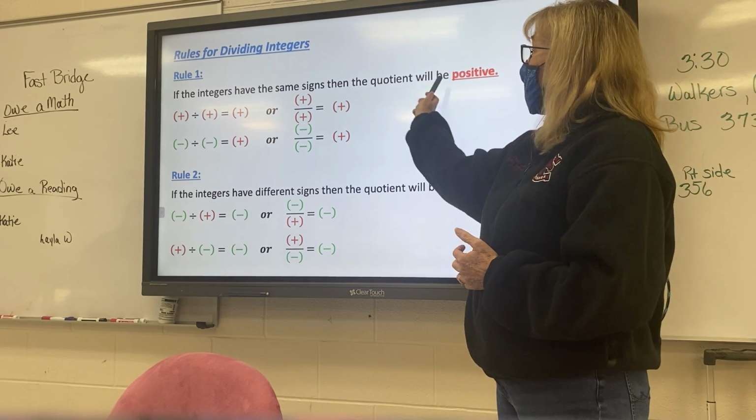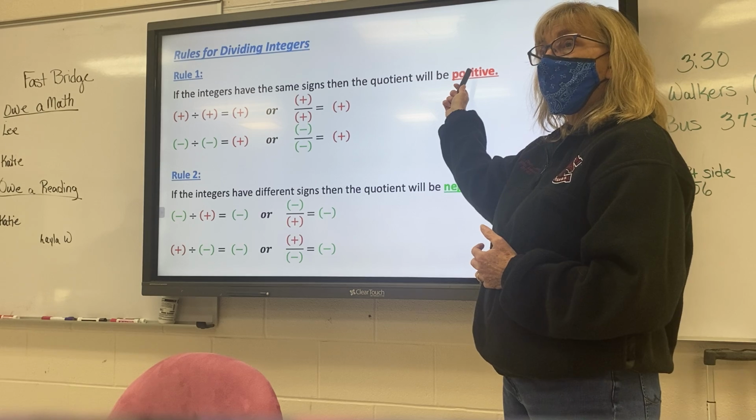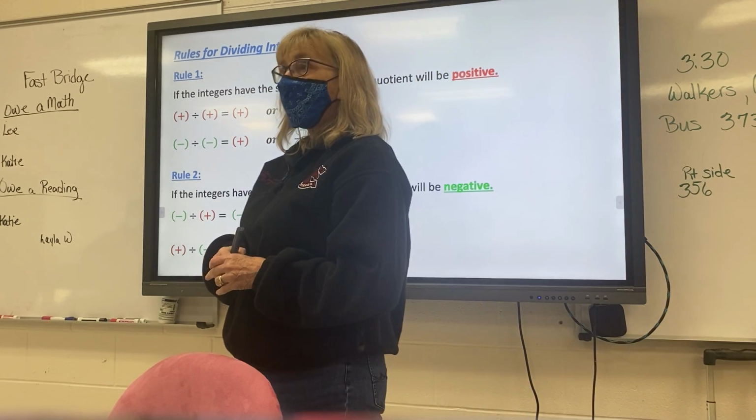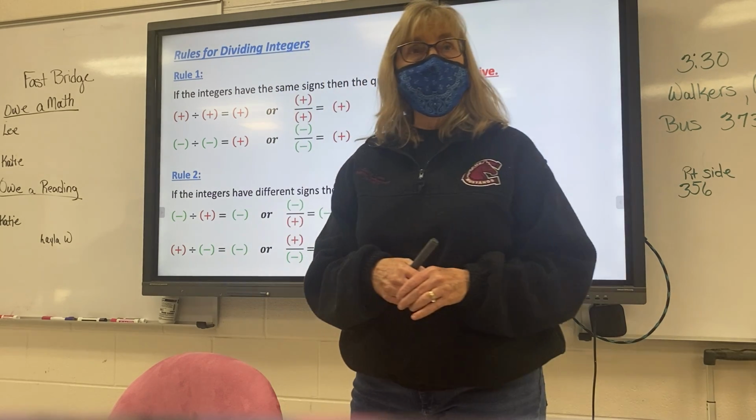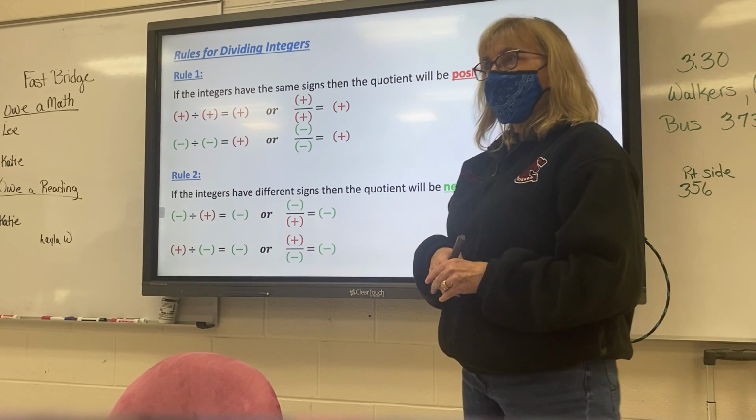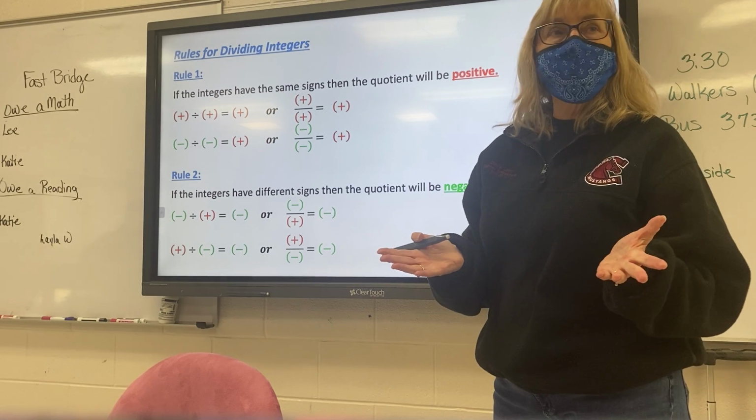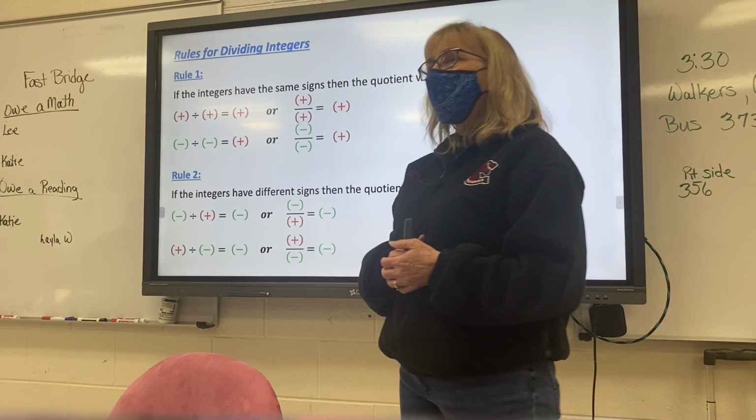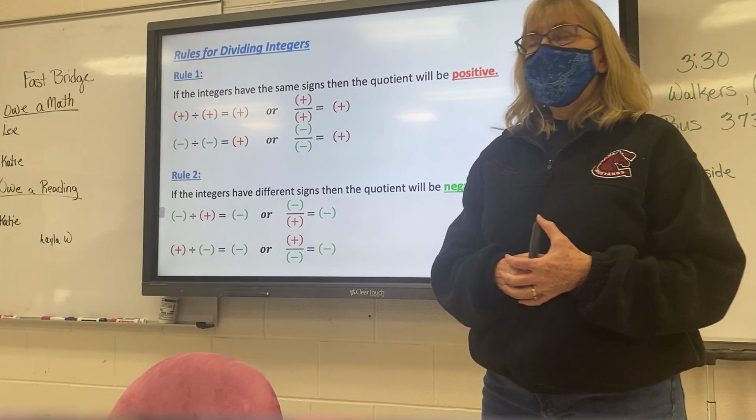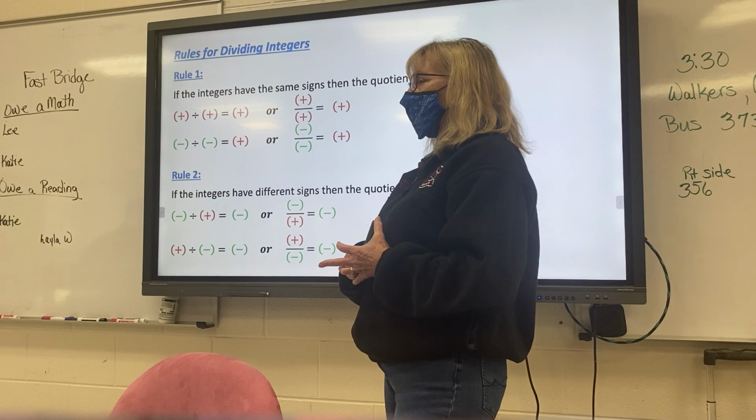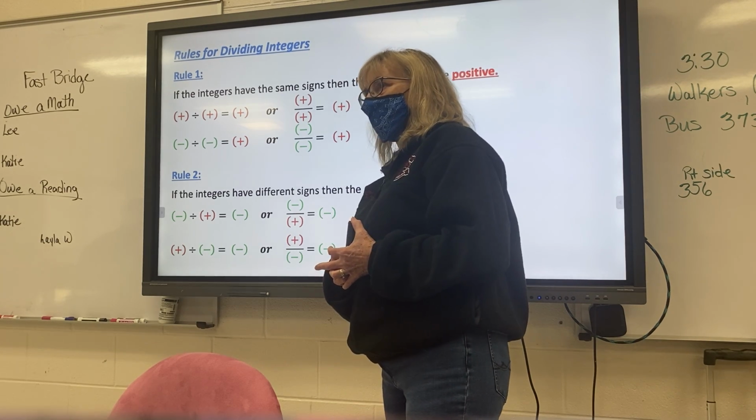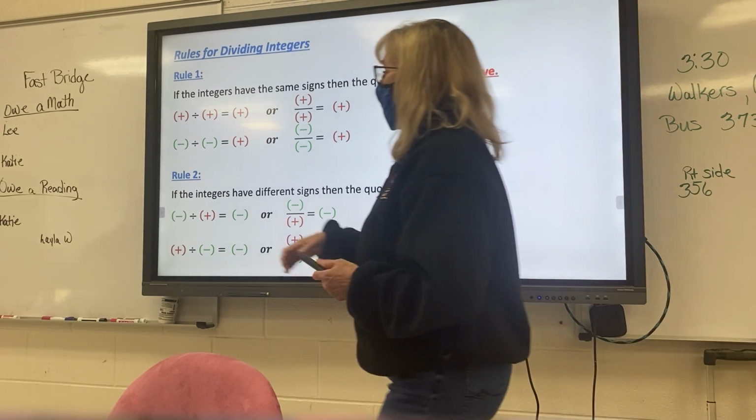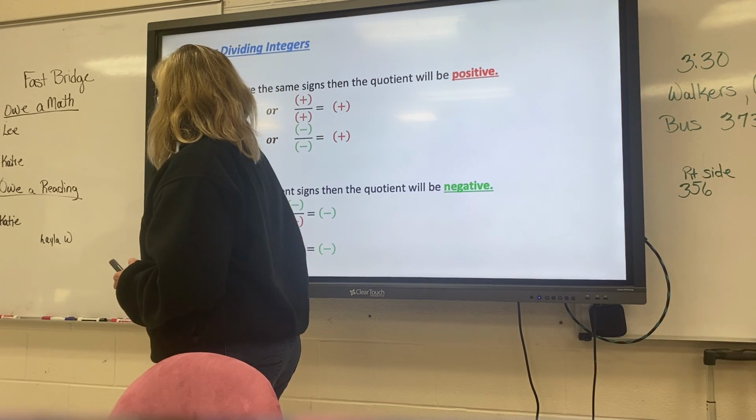If the signs are the same, the answer is going to be positive. So a negative divided by a negative is a positive. A positive divided by a positive is a positive. Is that the same rule we had for multiplication? Yes. Okay. If the signs are different, the answer will be negative. A positive divided by a negative is a negative. A negative divided by a positive is also a negative. Okay? And then there's one last thing I want to talk about.